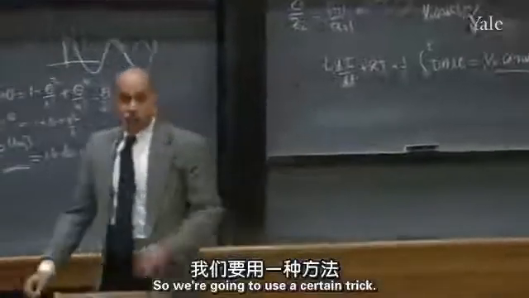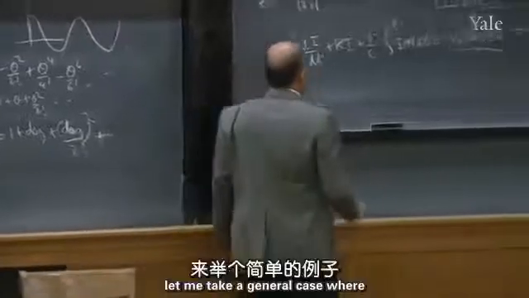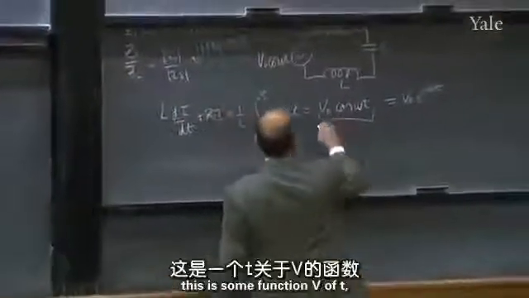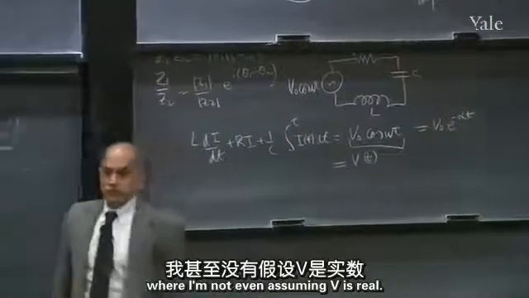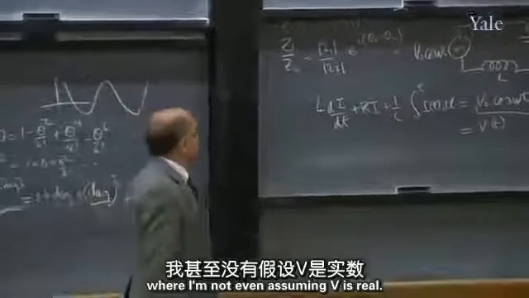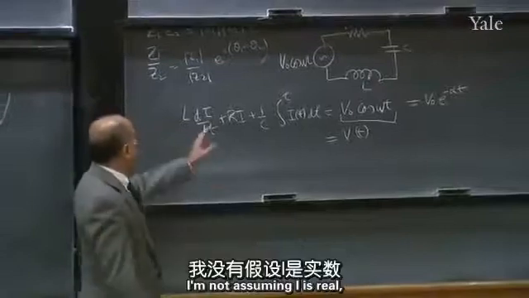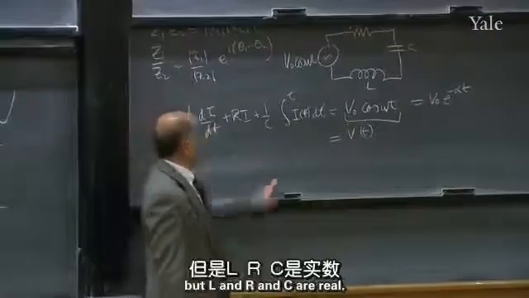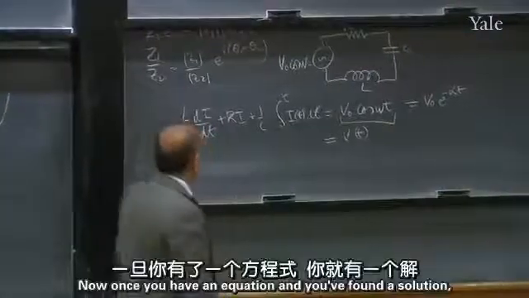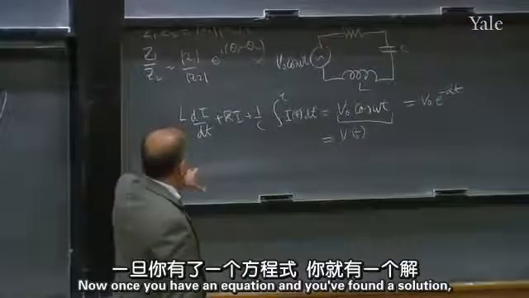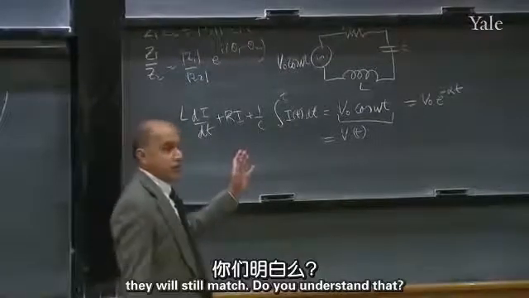So we're going to use a certain trick. The trick I'm going to use is the following. Let me take a general case where this is some function v of t, where I'm not even assuming v is real. I'm not assuming I is real, but L and R and C are real. Everything else can be complex numbers. Now, once you have an equation and you found a solution, if you take the complex conjugate of both sides, they will still match. Do you understand that?